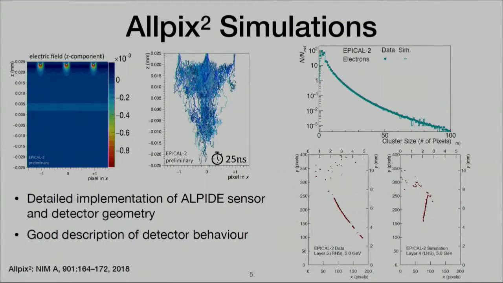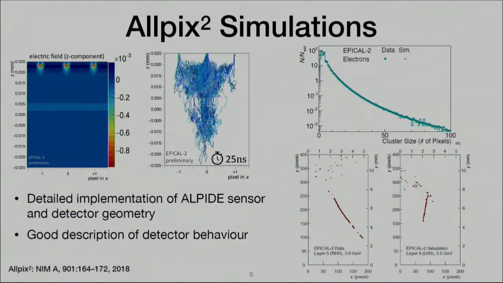Very important for this device is to really understand what happens microscopically. So we've gone to some effort for the simulation. We do simulation with Allpix Squared. This is a package that goes on top of a full Geant4 simulation, but it simulates the full charge transport in silicon. And here you see a little bit of the details.